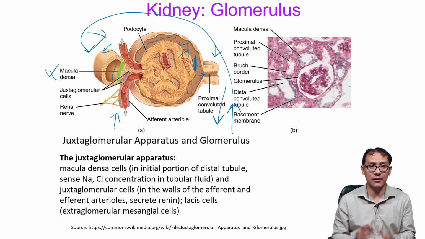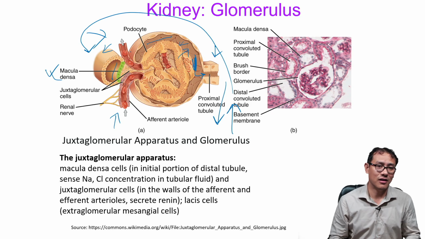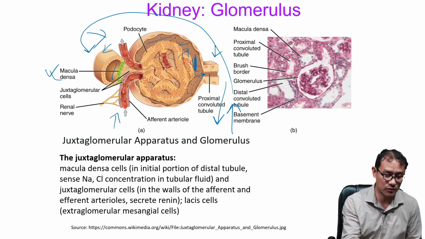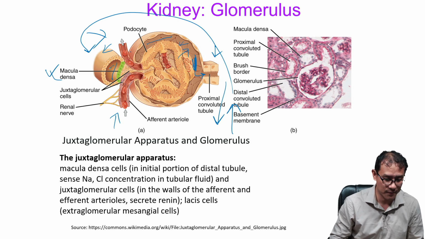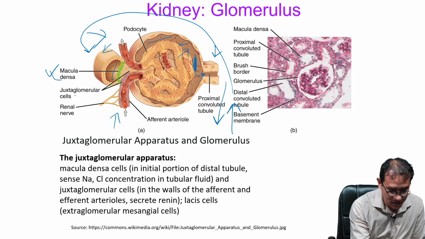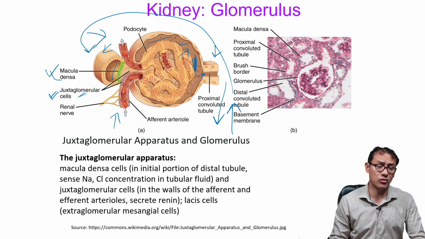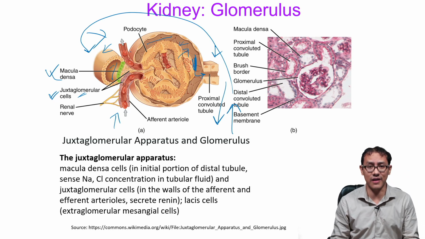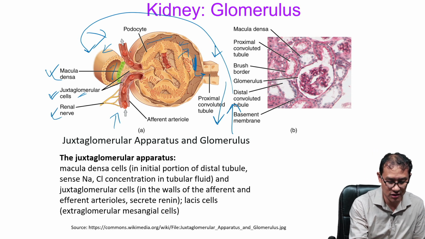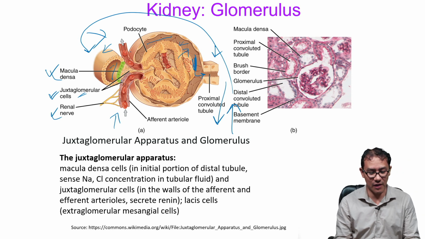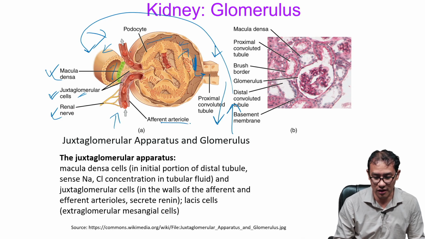These cells are known as macula densa. The macula densa is important because they sense the concentration of sodium and chloride in the fluid which is present in the tubules. And these are the juxtaglomerular cells. These cells are important because they secrete a hormone known as renin, which is important for the regulation of blood pressure and blood volume. And there are renal nerves which directly supply the different arterioles.